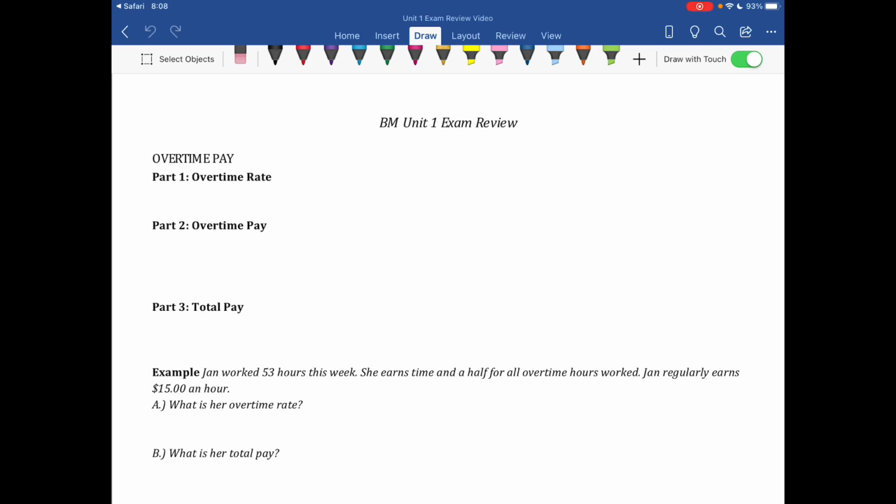Before you watch the review video, make sure that you've gone back through your notes and you've written down the formulas for all of the equations in this chapter.